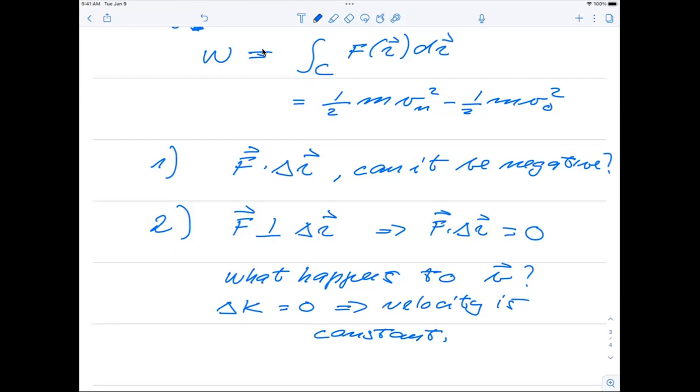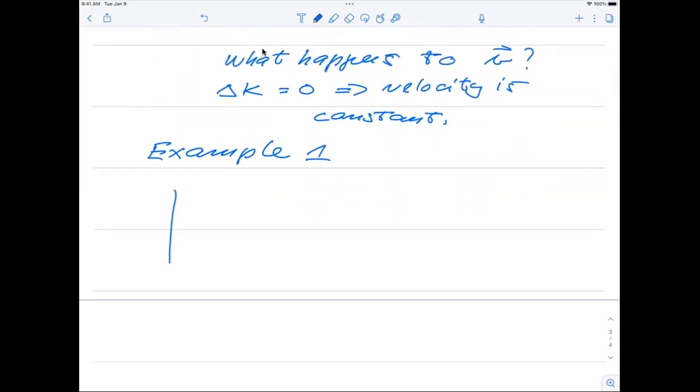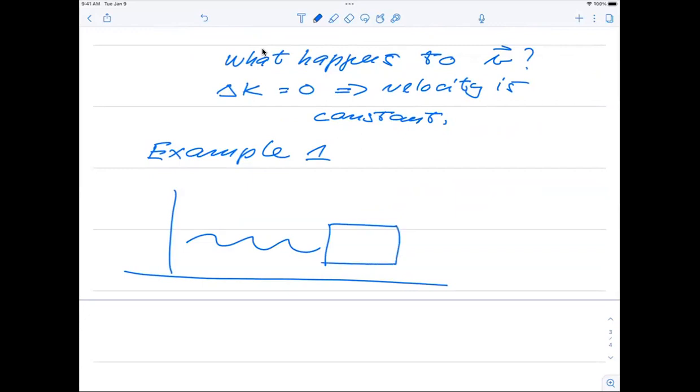Now let's look at an example and take this as the first example and go through that. We take the boring sliding block. We have a block which slides back and forth in one dimension. It's fastened to a wall, and it can just move back and forth. It oscillates back and forth, and there is no friction here.